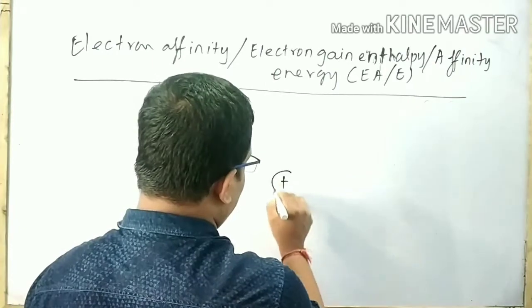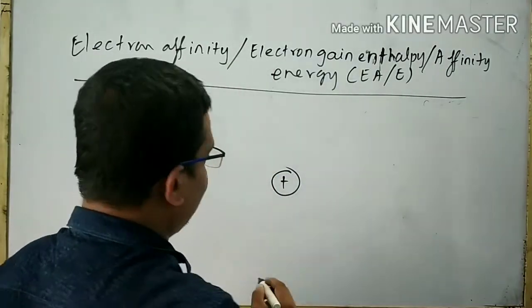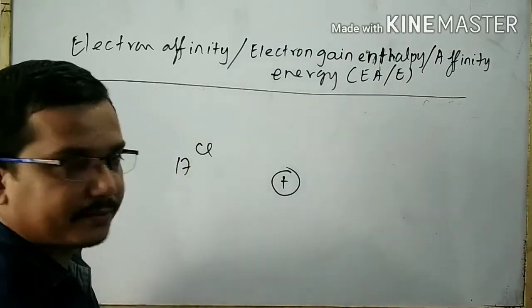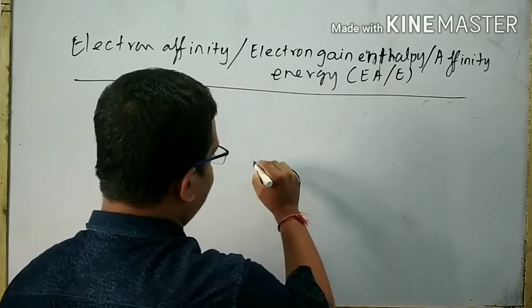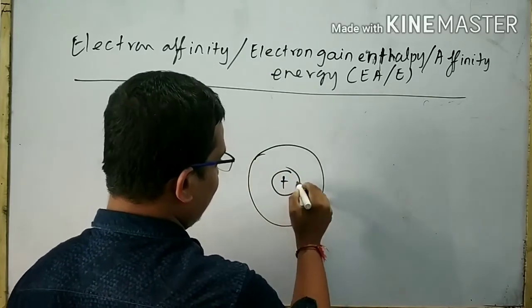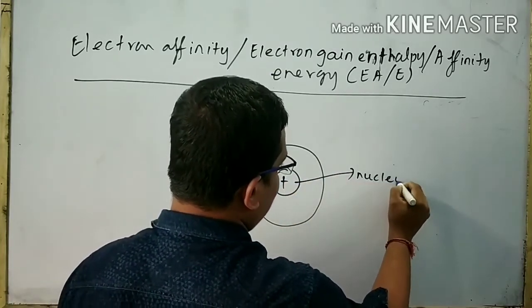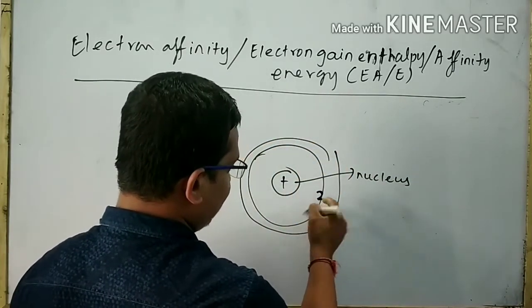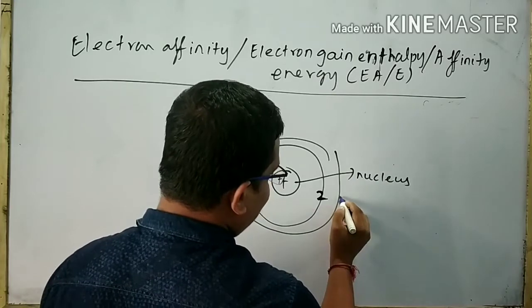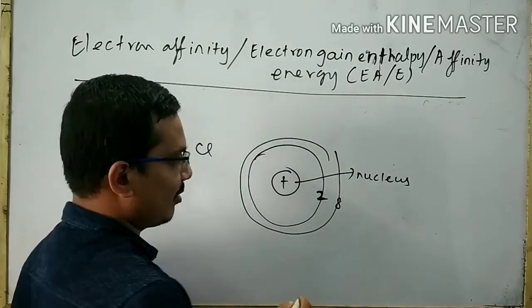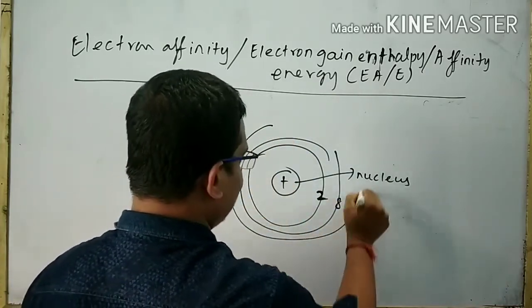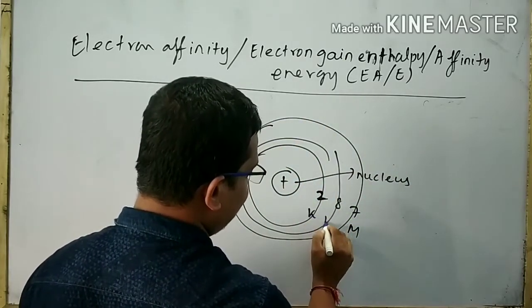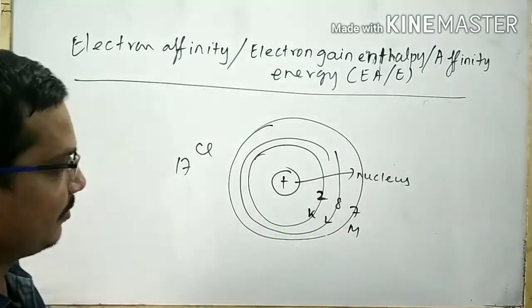Suppose we take a chlorine atom having atomic number 17. If I want to draw the electronic configuration, this is your nucleus, this is your K cell having 2 electrons, this is your L cell having 8 electrons, and this is your M cell having 7 electrons.